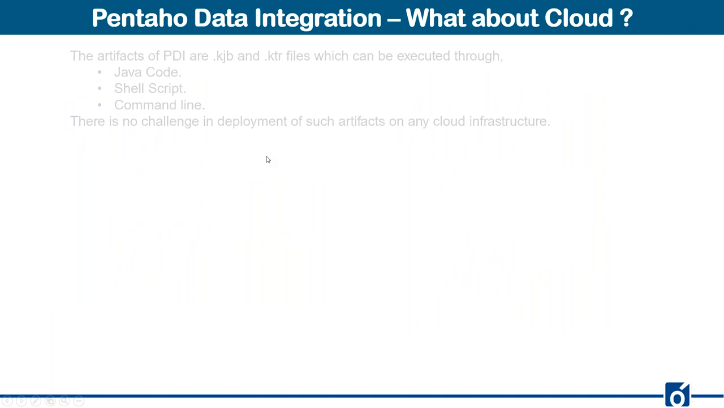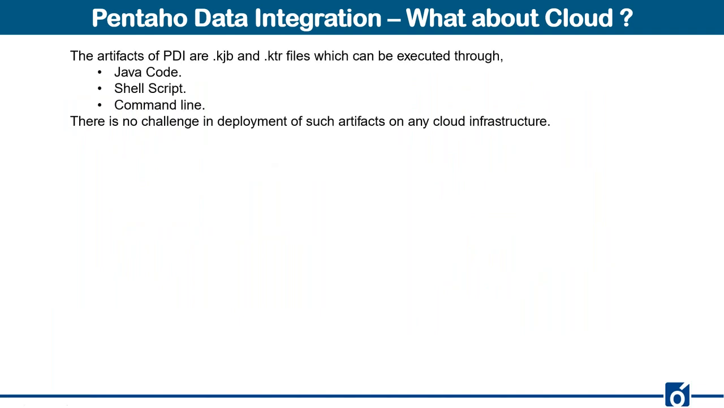Okay, what about cloud? So we already understood the artifacts are KJB and KTR, and that can be run through Java code, shell script, command line. So there is no challenge in deployment of such artifact on any cloud infrastructure. So if we can run any Java application on cloud, we can run Pentaho artifacts also from cloud. The only thing is that our deployment supposed to be with the dependency.